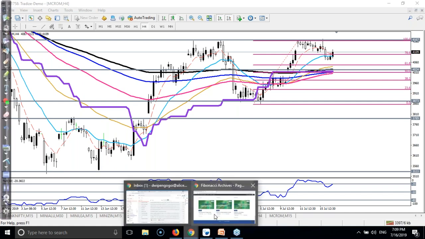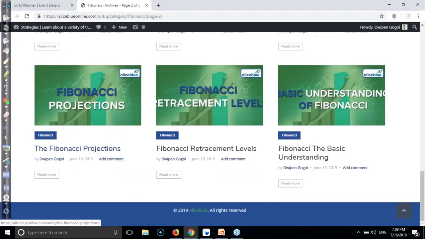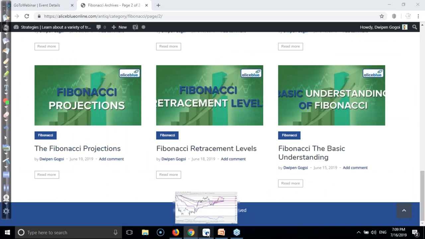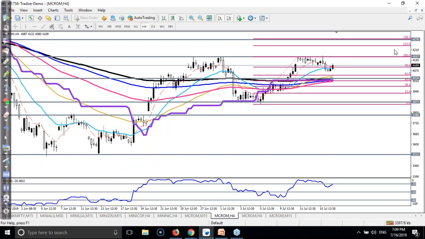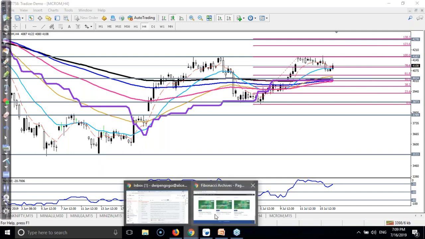Next you can see here Fibonacci projection. What is projection? How far can the market go, and if it breaks this, where can the market go? First projection 123%, second projection 138 exactly. You can see this is a resistance line, right? This is a strong resistance, right? So we are projecting the market will reach that area. So that is called projection.